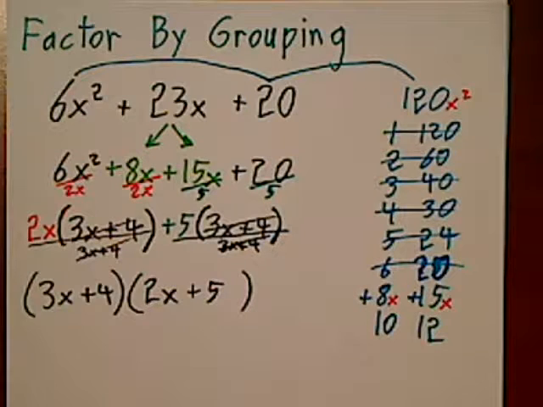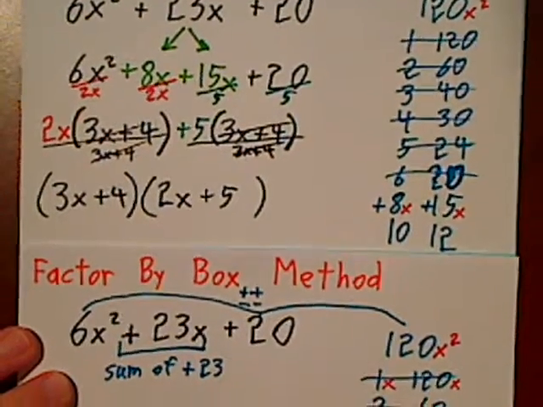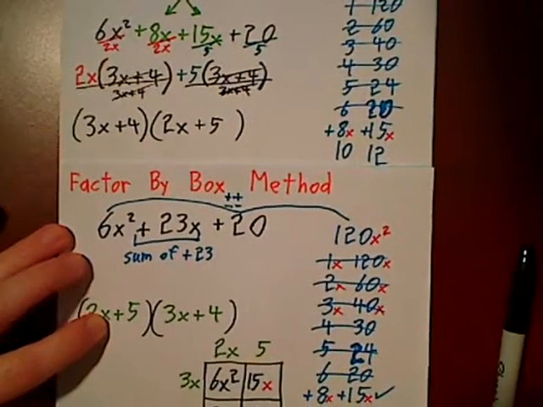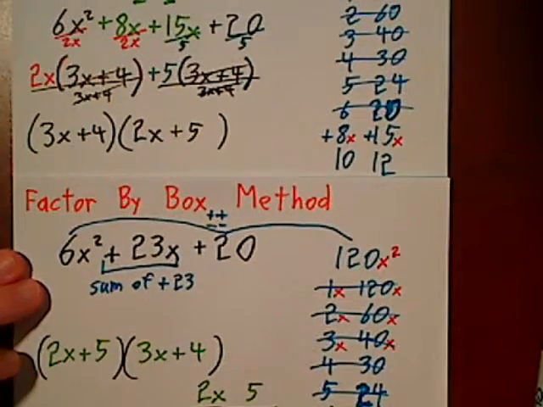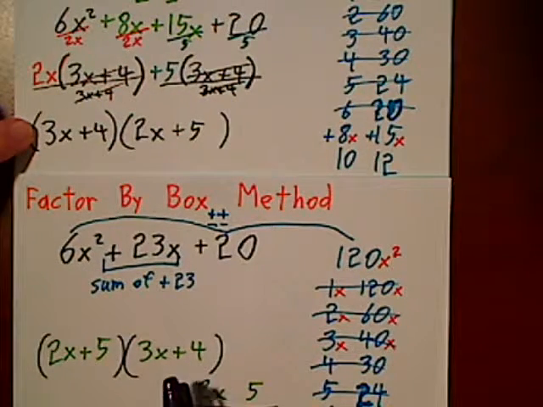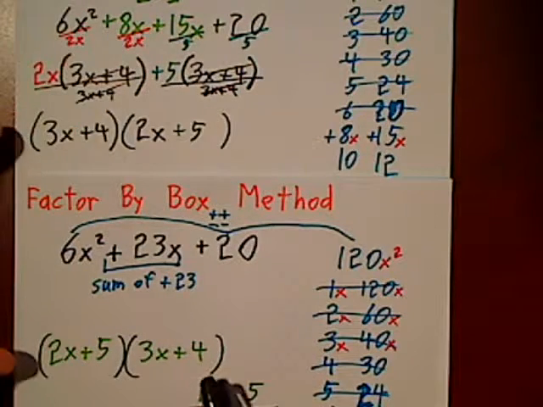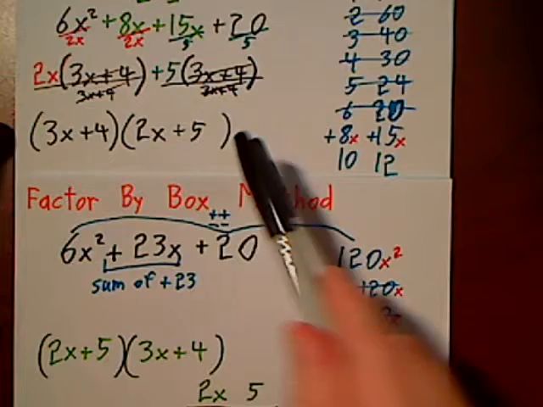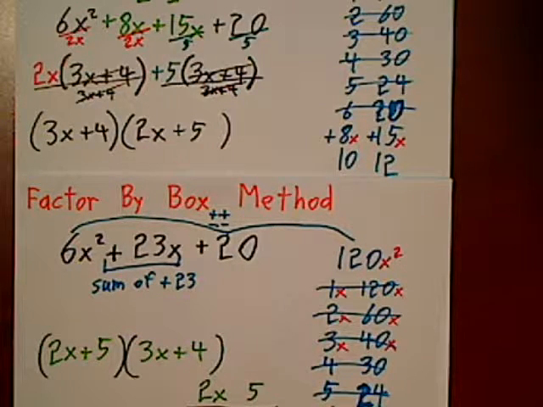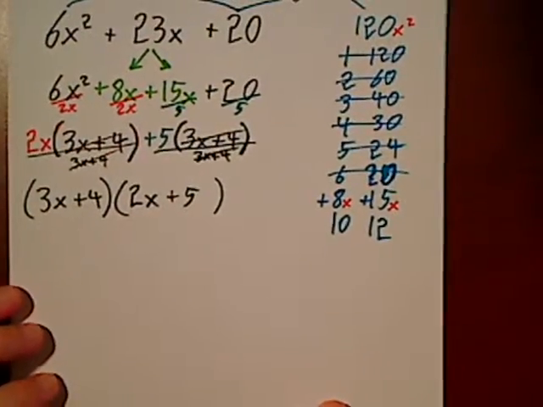And I'll remind you, when we use the box method, I'll zoom out here real quick. The only thing that happened is the parentheses are in a different position, but we have a 3x plus 4, 3x plus 4, 2x plus 5, a 2x plus 5. So you get the same answer. It might show up in a different order, but that's of no consequence. It doesn't matter. All right, we'll do the last factor by grouping.